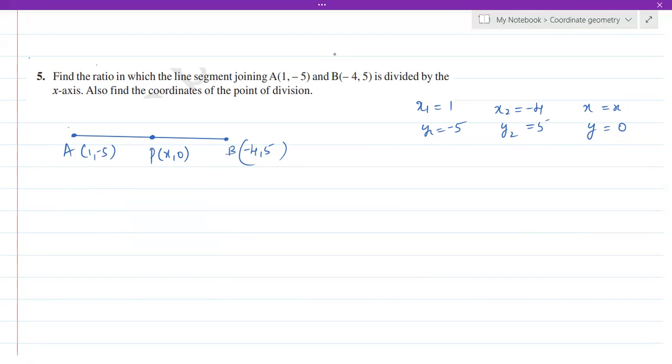We take P at x comma y. In place of y, we have got 0. That's what I have substituted. So let's use the formula. What is the formula? We have to use the section formula.